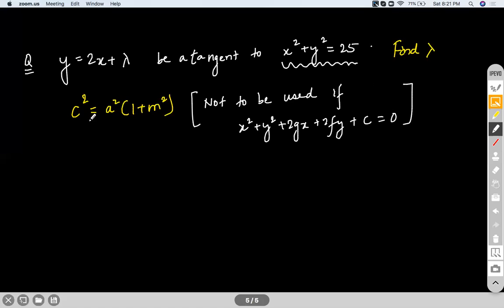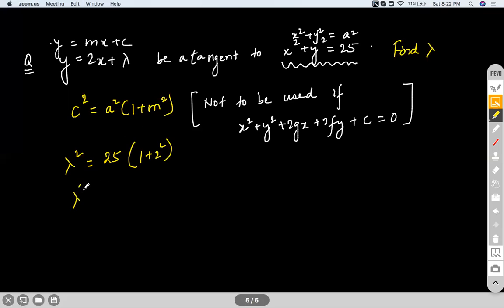Many people apply this formula everywhere. It works only when, first of all, the line is given in y equal to mx plus c form. Secondly, your circle equation must look like x square plus y square is equal to a square. So here your c is lambda square, a square is 25, 1 plus m square is 2 square plus 1, which is equal to 5. So lambda square is this into 5. So lambda is plus minus 5 root 5.